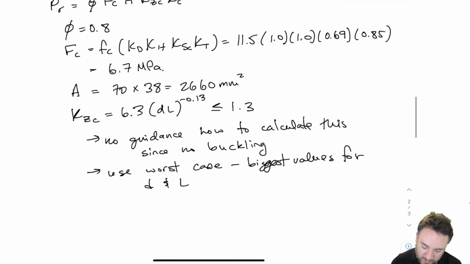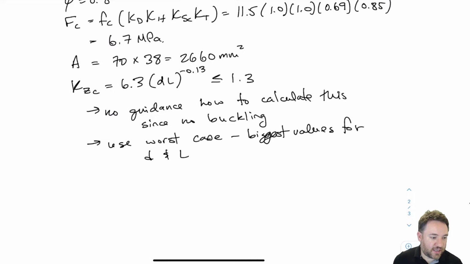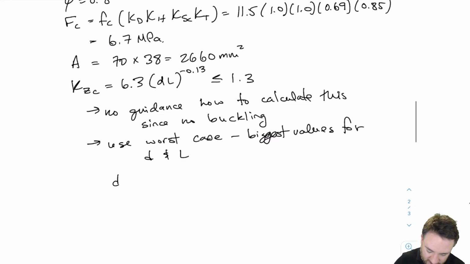Okay, so how do I know that the biggest values of D and L are the worst case? If you plug in different values of D and L, you'll see that as the size becomes bigger, the size effect factor goes down. Remember, usually for bigger members we get bigger size effects, which means we need to decrease the strength. You can try that on your own, plug in different values of D and L. As I put in bigger values, I'm going to get a worst case.